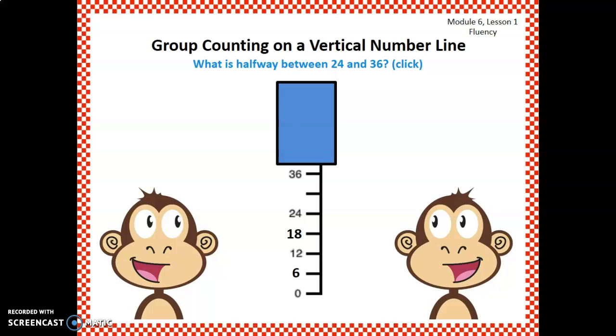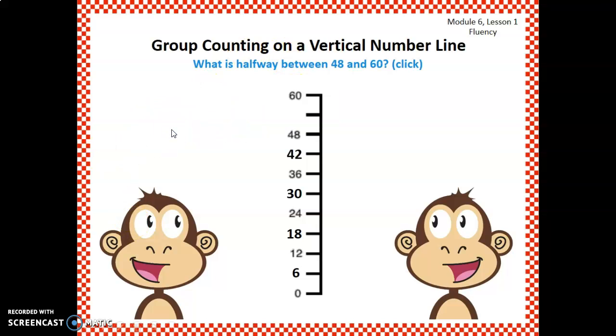24 and 36. What is halfway between? If you know how to count by sixes, you'll know the answer. 30. If you got that right, give yourself a pat on the back. Next, we want to know what is halfway between 36 and 48. 42. Halfway between 48 and 60 would be 54. Let's count forward and then backward by sixes.